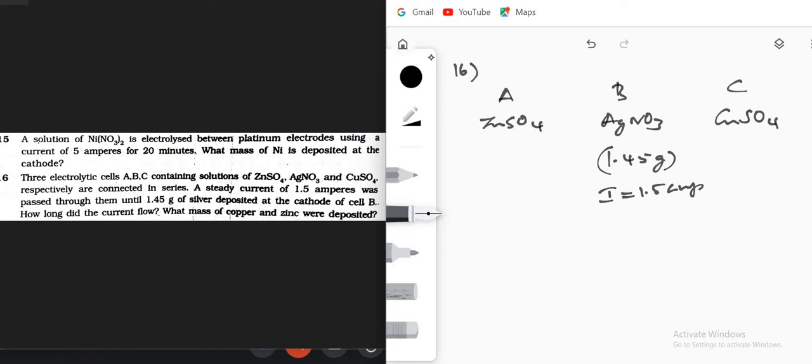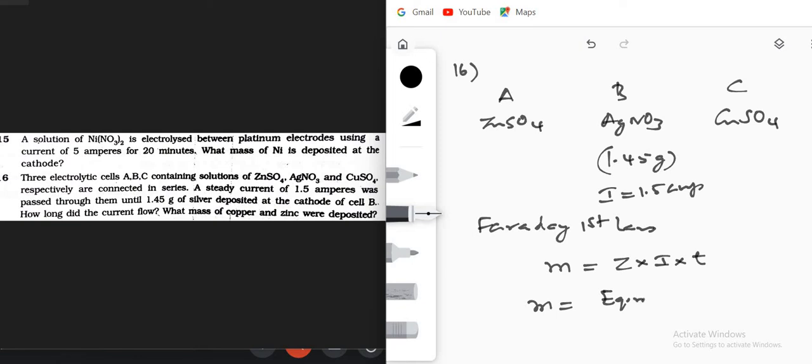You know very well, according to Faraday first law, mass of substance deposited is equal to Z into I into T, where Z is called electrochemical equivalent. What is electrochemical equivalent? It's nothing but equivalent mass divided by 96,500 will give you Z. Z into I into T.